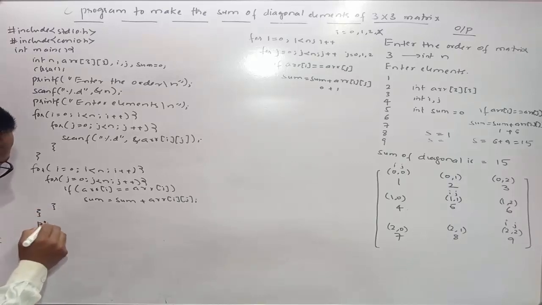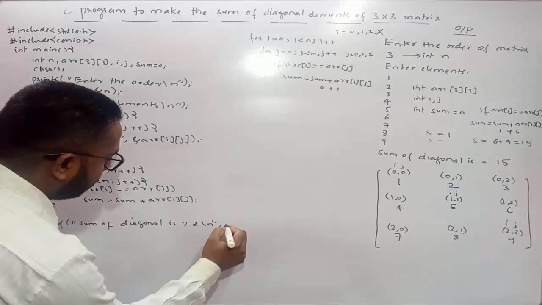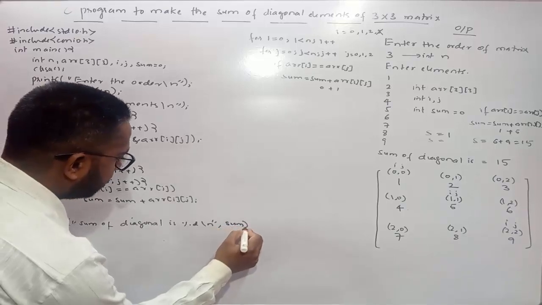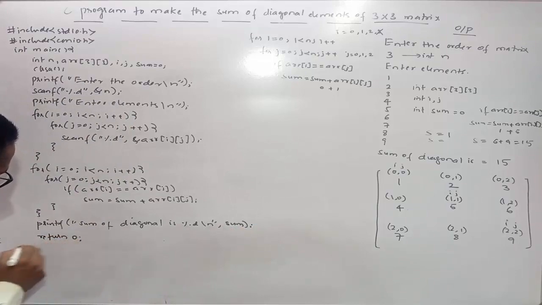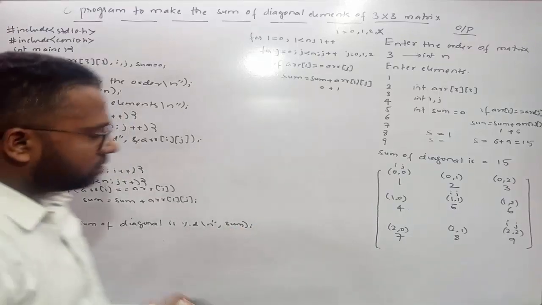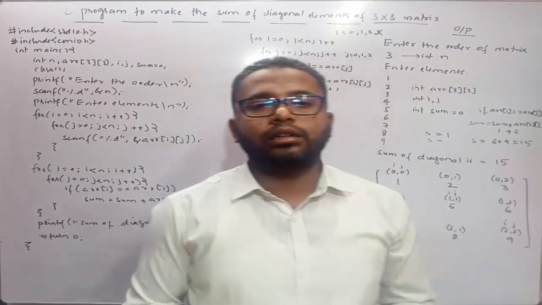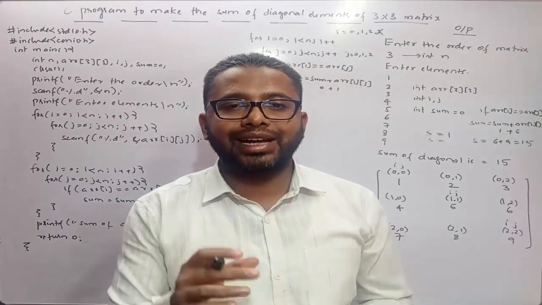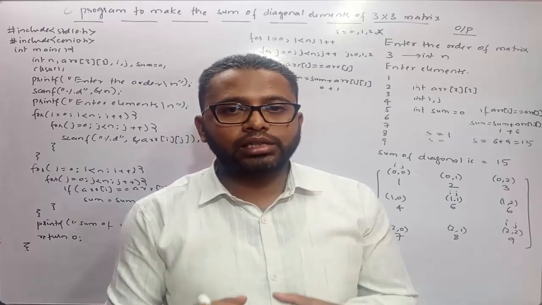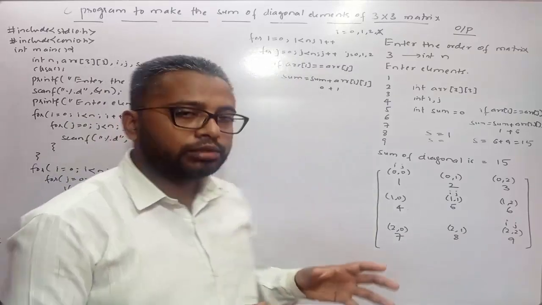Then finally I will printf sum, and return 0. So this is how you can write a C program which will compute the sum of every element of the diagonal of a matrix. So I hope you guys have understood the logic behind this program.